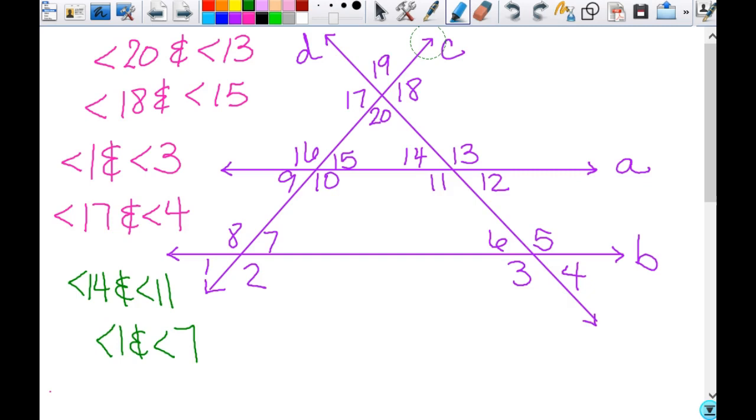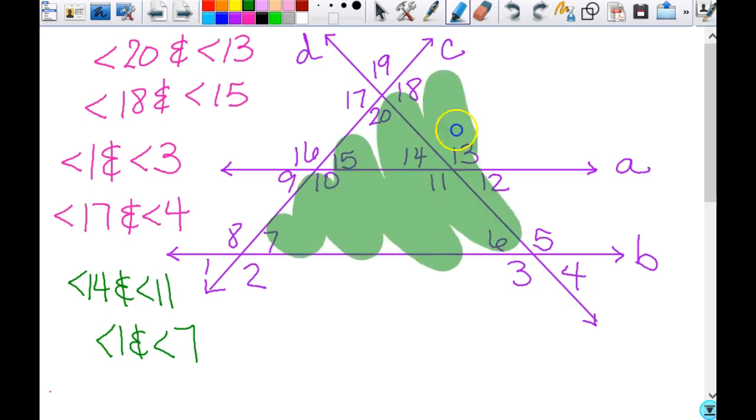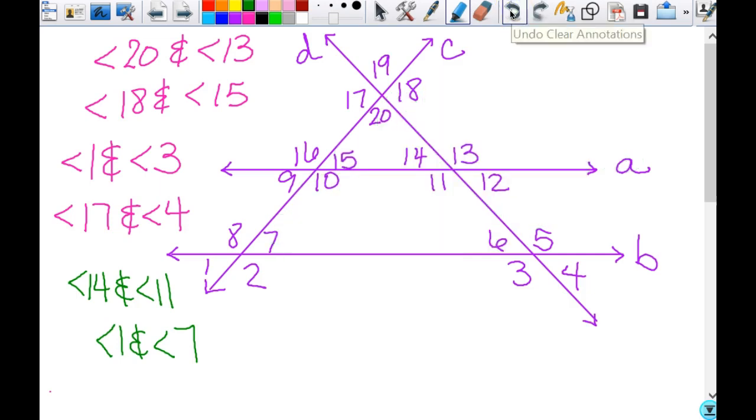My transversal is what? Line D, which means this is the interior, right? Because I'm ignoring A. So for 17 and 4, both on the inside? No, both on the outside? Yes, so it's something exterior. Same side or opposite sides? Opposite, so that means they're alternate exterior. Very good. Okay, good. All right, now look at 14 and 11.